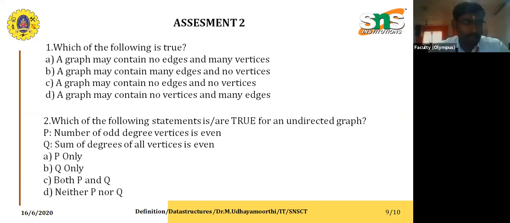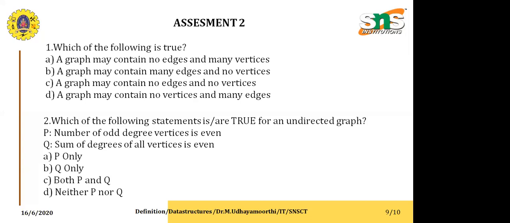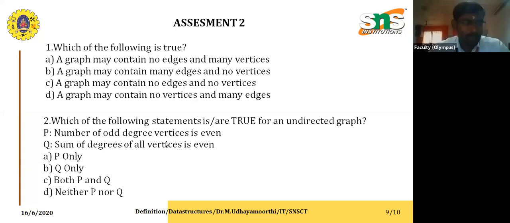So what is the solution for the first question? Can anyone answer? B, sir. Whether all the questions they are giving are correct? You are saying B is correct? Justify your answer.